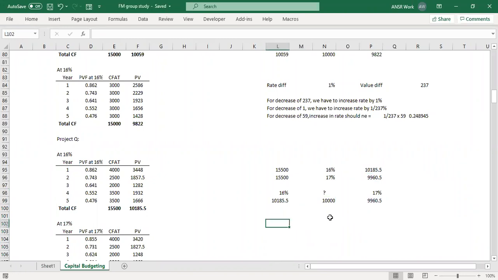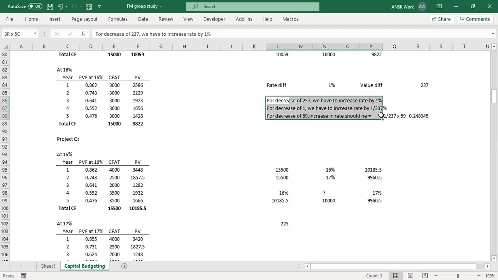Now, in the same logic, when you calculate the difference, so I say for a rate difference of 1%, that is 17% minus 16%, what is the difference? It is 10,185 minus 9,960 equals 225. Can somebody repeat these three sentences with these numbers? Just in that logic, you tell from your side. Can somebody tell?